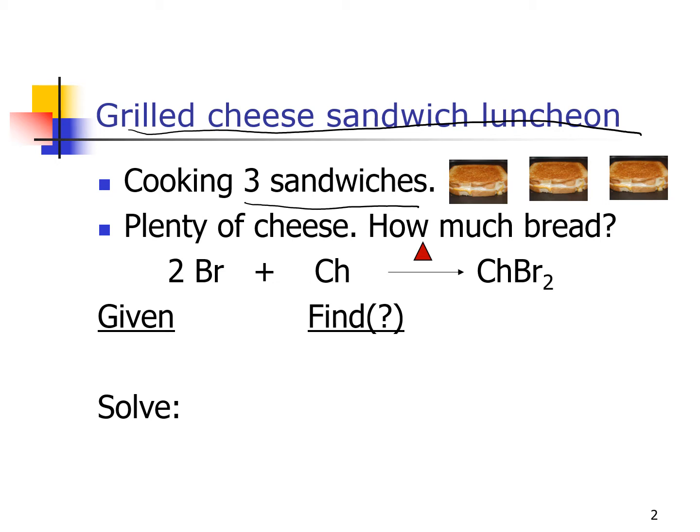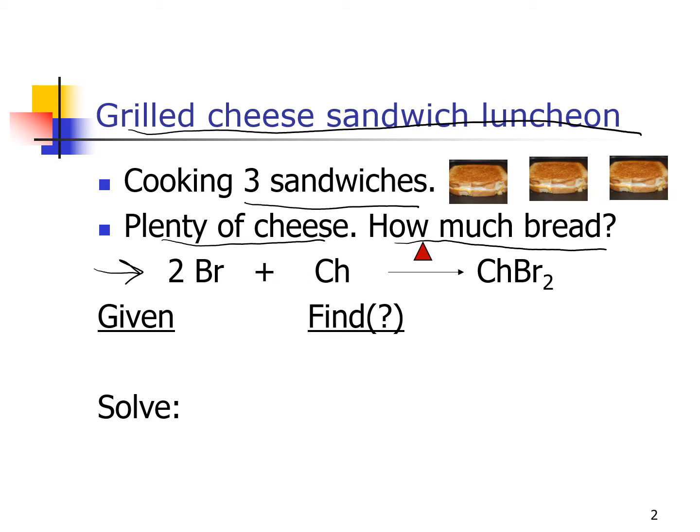In my refrigerator, I have plenty of cheese, but not enough bread. I need to go to the store and I need to know how much bread I need to buy. Now, my production of my grilled cheese sandwich is based on this chemical reaction I've written here.